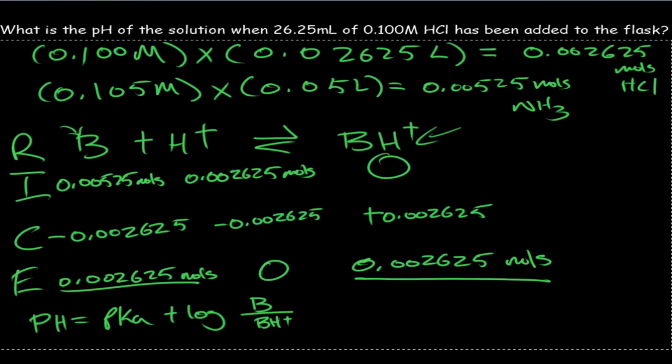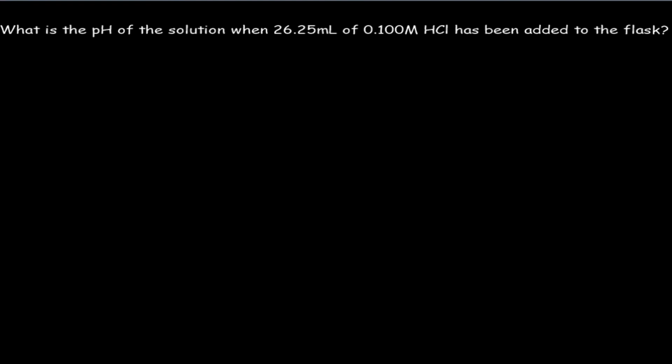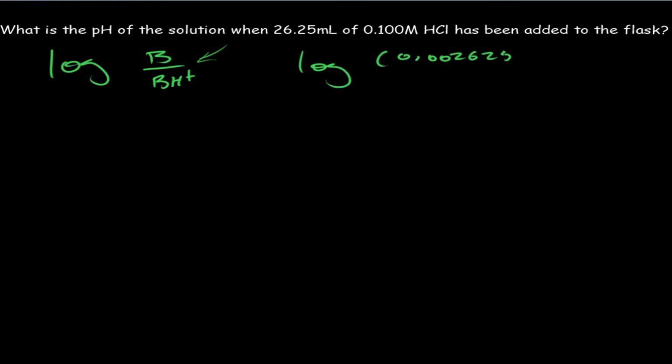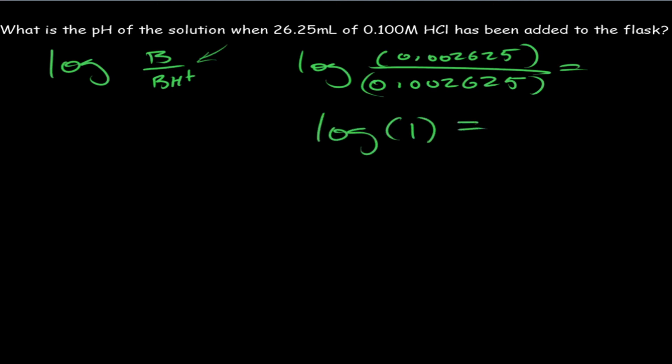So what is our B to BH+? Well, we just calculated our final equilibrium values, and we can use moles in this fraction instead of molarity because the unit moles will cancel out. So the log of 0.002625 over 0.002625 will be the log of 1, and that would be equal to 0. So our pH will actually be the pKa plus 0.